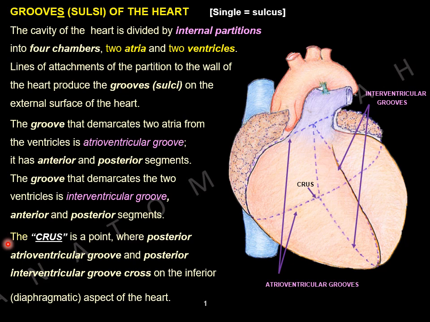The crux is a point where posterior atrioventricular groove and posterior interventricular groove cross on the inferior, that is diaphragmatic aspect of the heart. This is the point called crux where posterior atrioventricular groove and posterior interventricular groove cross on the posterior aspect, that is diaphragmatic aspect of the heart. This is an important point.